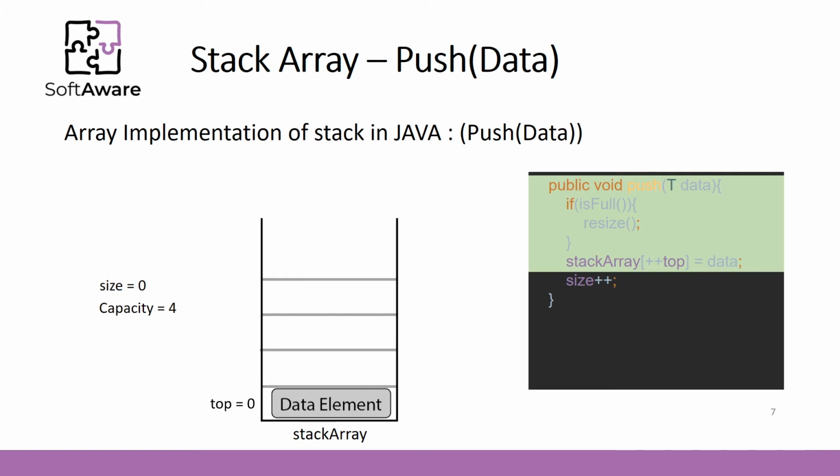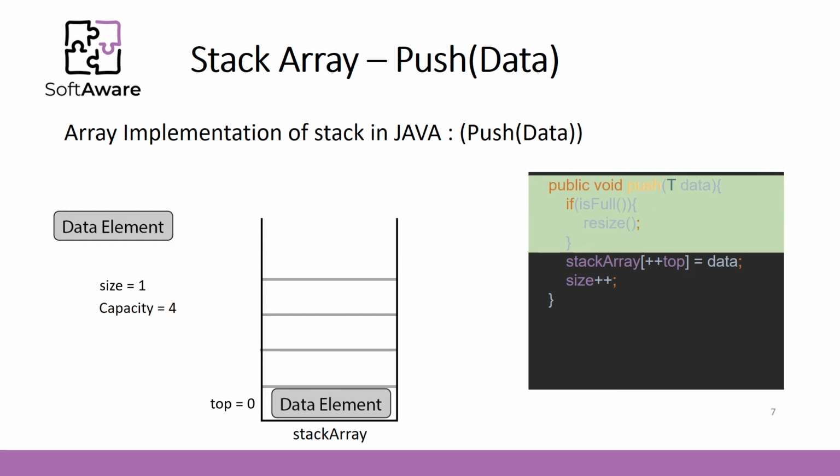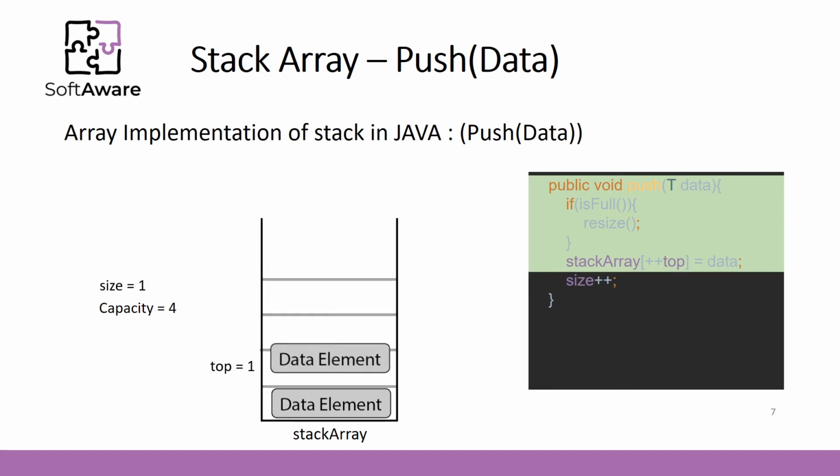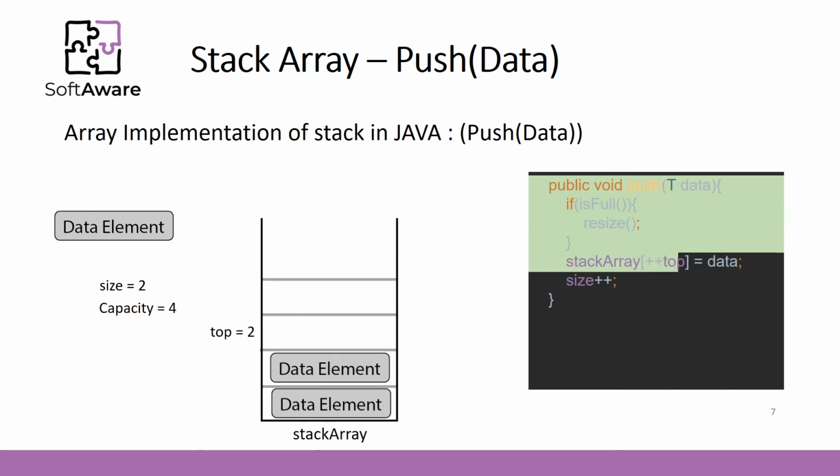Let's repeat the method 2 more times to familiarize ourselves with the flow of the push operation. Again, we increment the top variable by 1, which will now be referring to the second index of the stack array, and add the newly created data to that index of the stack array. Increase the size, and so on.